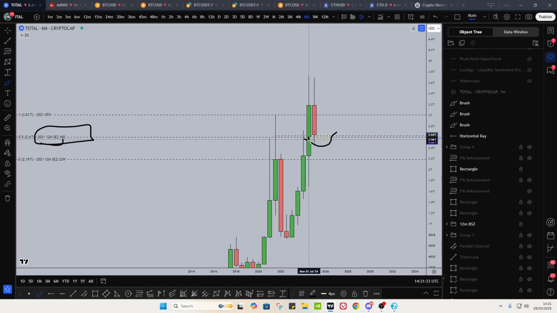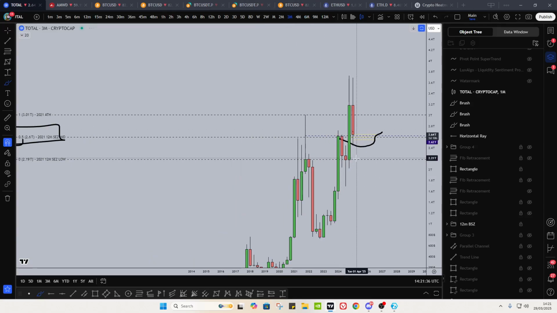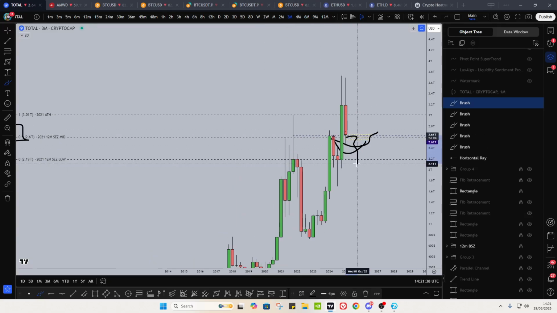In fact, if this is successful, and of course, we're waiting at the quarterly right now. If the quarterly is not successful, we could very well see a quarterly drop into the lower levels on the higher time frame. But ultimately, below 2.19 trillion, you've got everything in the world to be worried about.